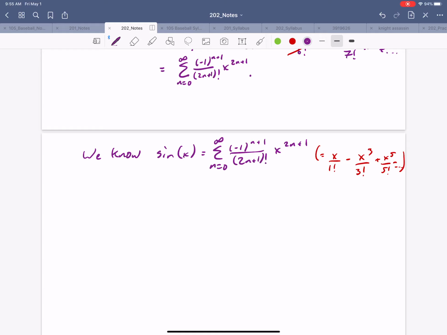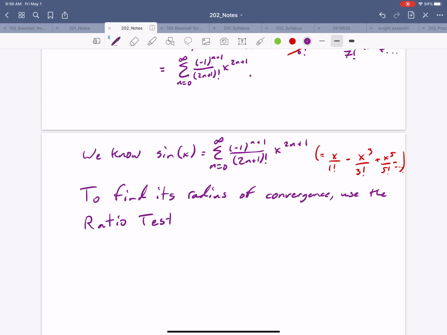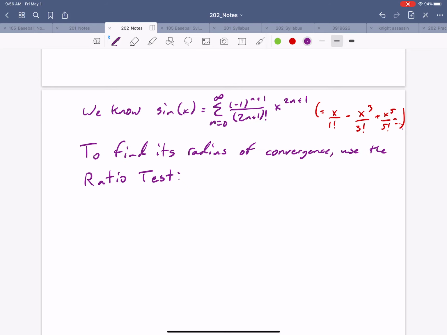So now we want to find its interval of convergence and its radius of convergence. To find its radius and interval of convergence, we're going to use the ratio test, which we always do when we have a power series involving factorials, and in general when we're finding radius and interval of convergence, right?